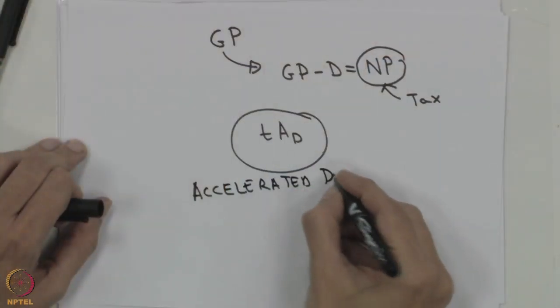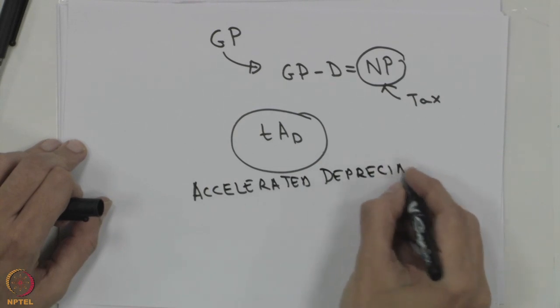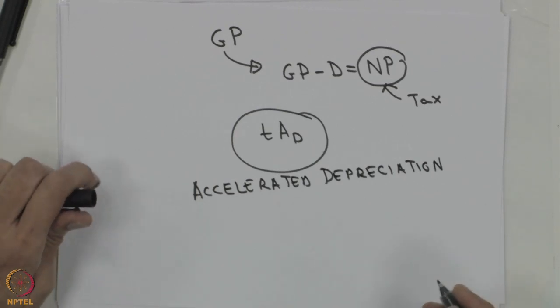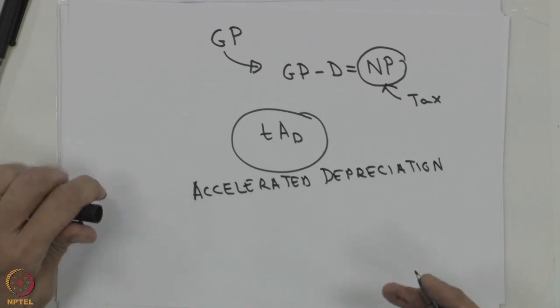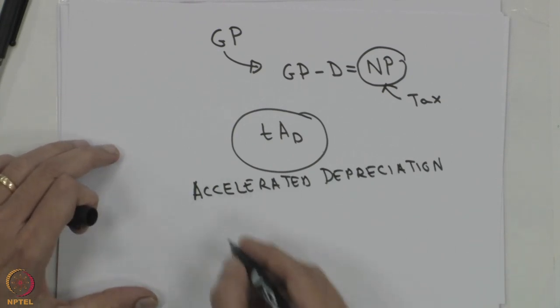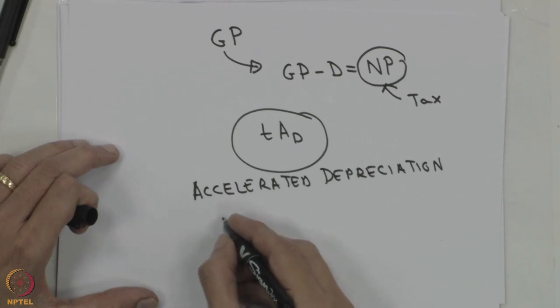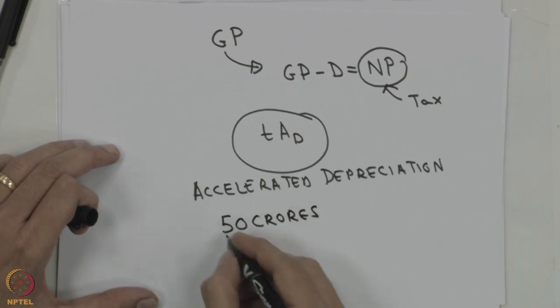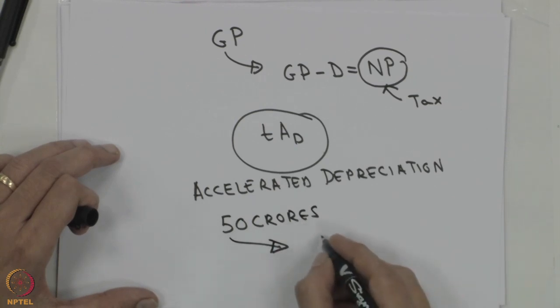However, there are situations, for instance in the case of renewables, where the government provides a policy of accelerated depreciation. For instance, till some time back, we had 100% depreciation for some of the renewable energy equipment like wind farms. So, for instance, if a company has made an investment of 50 crores in a wind farm, in the first year itself it was allowed to depreciate this 50 crores.